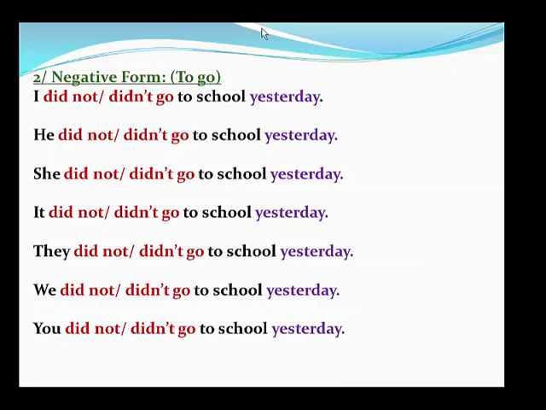Second sentence, he did not or didn't go to school yesterday. I write the subject or the pronoun, then did, plus not, plus the base verb go. So, he did not or didn't go to school yesterday. She did not or didn't go to school yesterday.